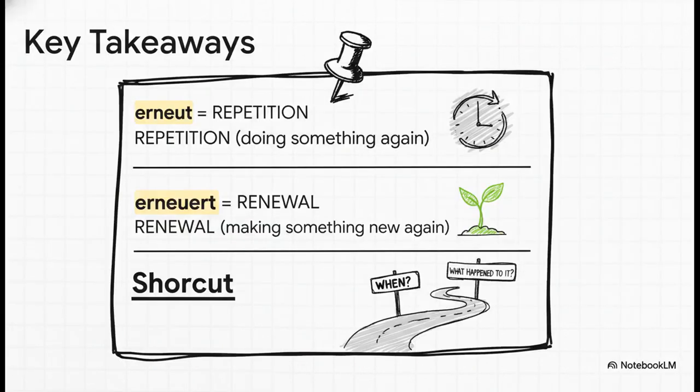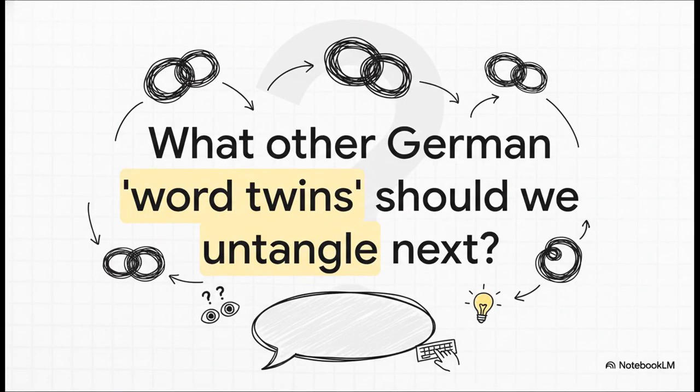So let's nail this down one last time. Erneut equals repetition, doing something again. Erneuert equals renewal, making something new again. And your absolute foolproof method is that simple shortcut. Are you talking about when or what happened to it? If you can just remember that, this German puzzle is efficiently solved for you. And just like that, you are now totally equipped to deal with erneut and erneuert with confidence.